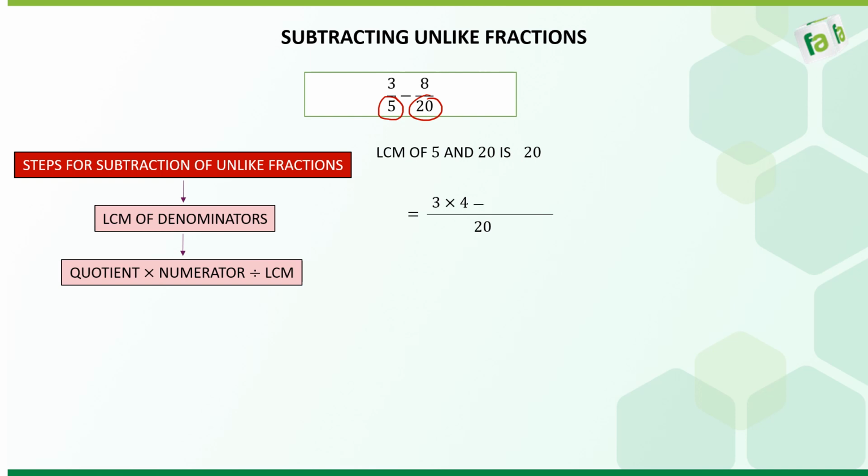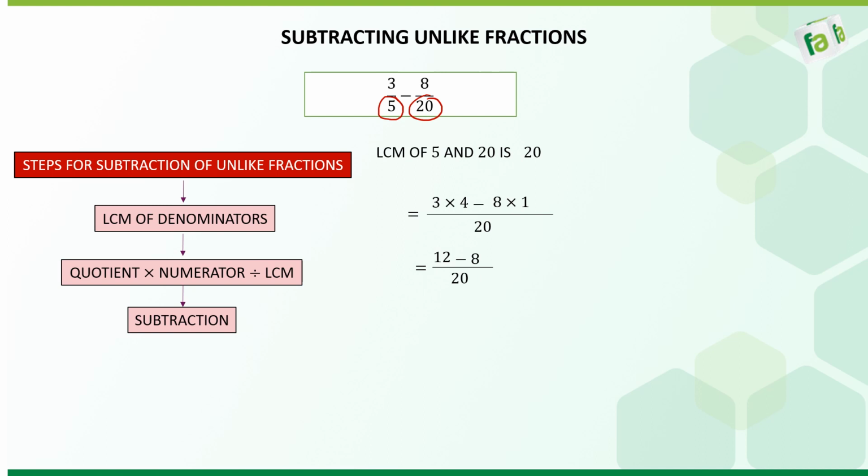The minus sign will remain as it is. We will do the same for 8 by 20, which will give us 8 multiplied by 1. Now by further solving it, we will get 12 minus 8 by 20. Our next step is to subtract the equation.